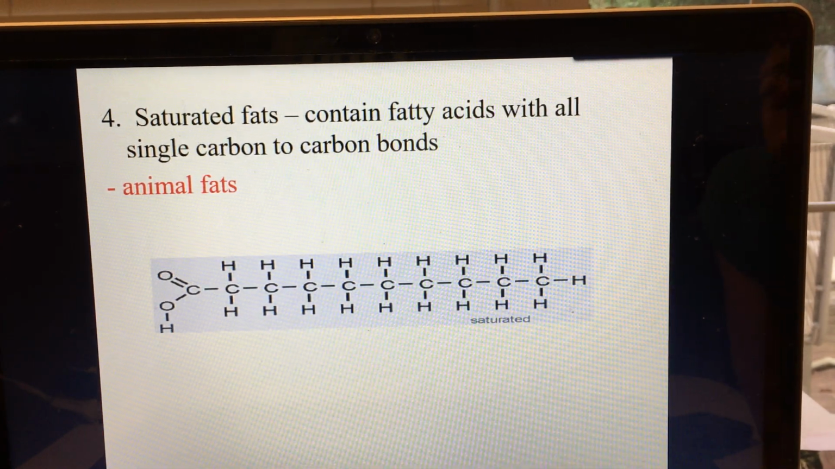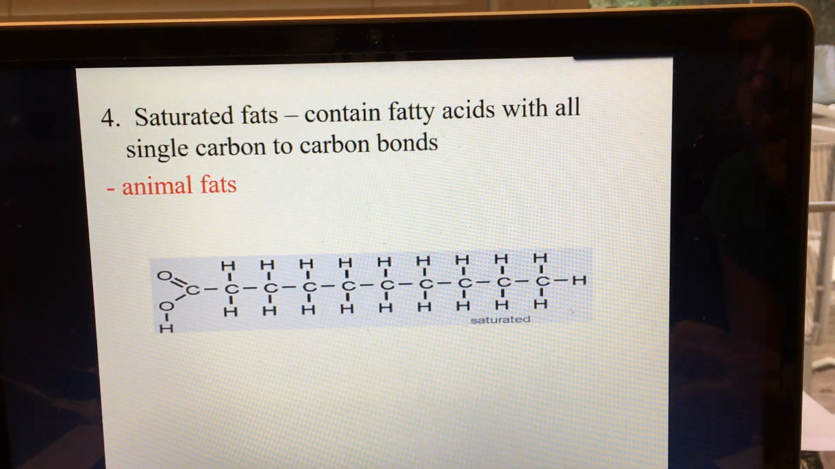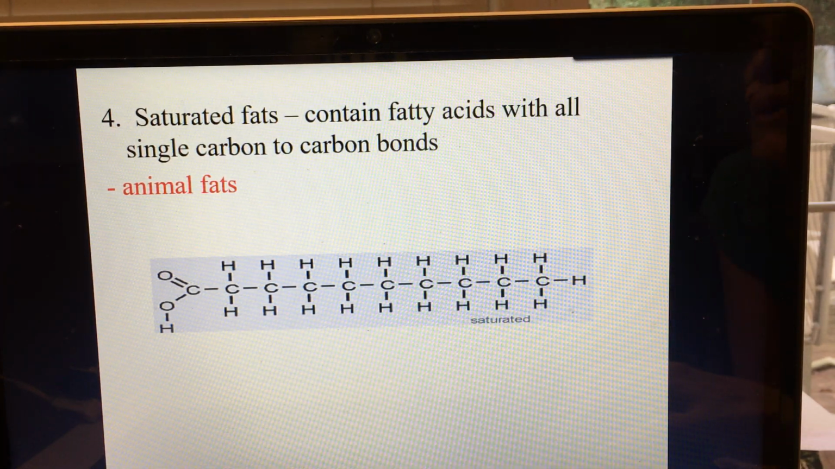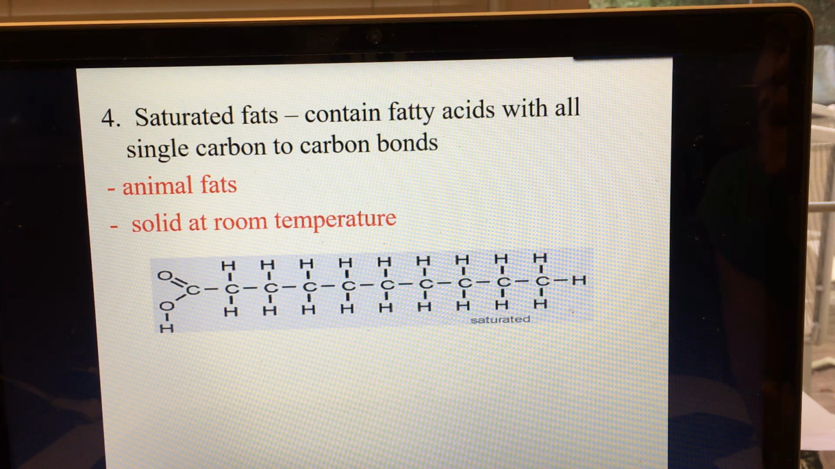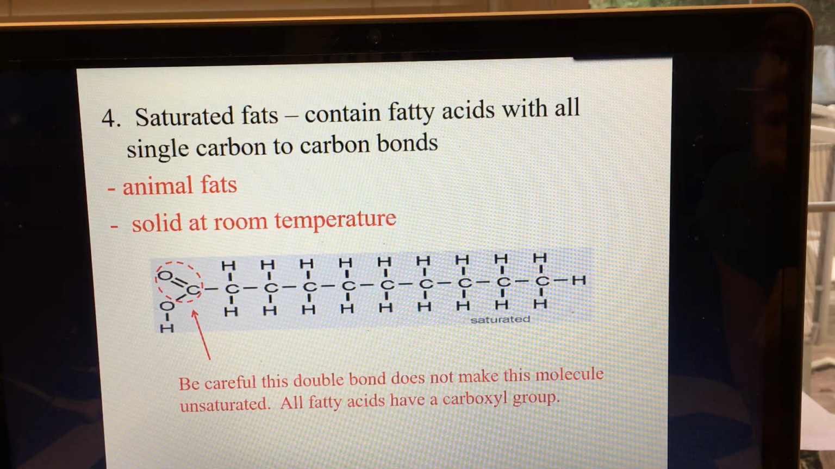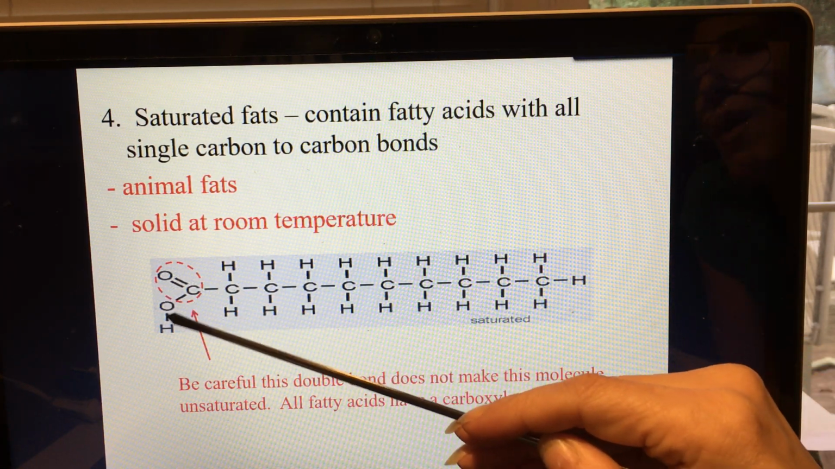Saturated fatty acids tend to be found in fats from animals, like the marbled fat in a steak or lard, or actually anything in any dairy product like butter or cream or even whole milk. They tend to be solid at room temperature. And be really careful, again, that double bond does not make this molecule unsaturated. It's part of the carboxyl group. Remember that, again, that carboxyl is that COOH.